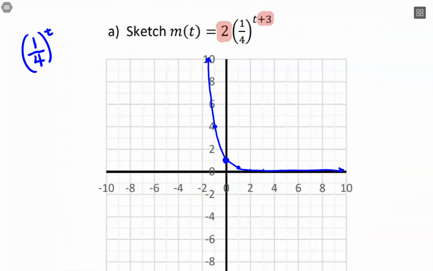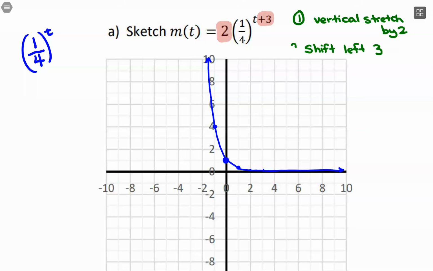So in terms of transformations, I'm multiplying by 2 on the outside, so that means I have a vertical stretch by 2. And then adding 3 on the inside, so that'll be a horizontal shift, and that'll be to the left by 3. So we take care of stretches and compressions first, and then we can shift it.